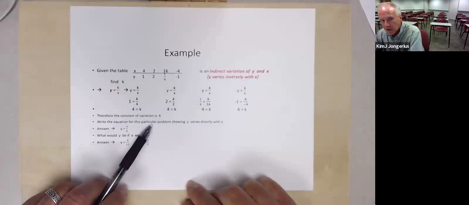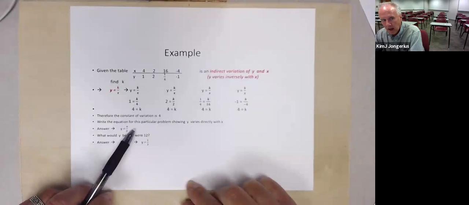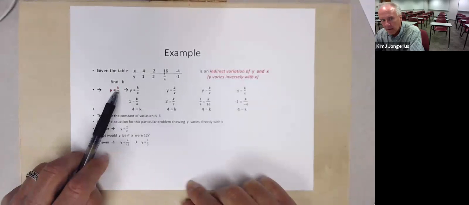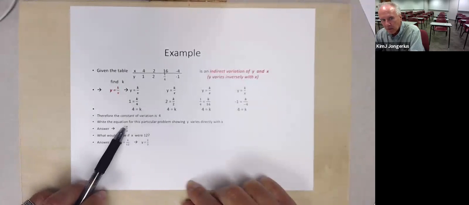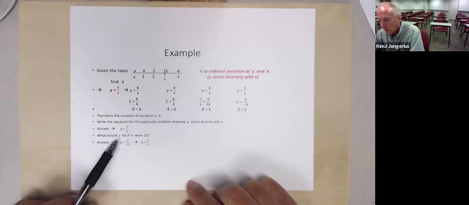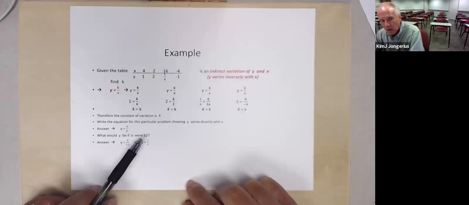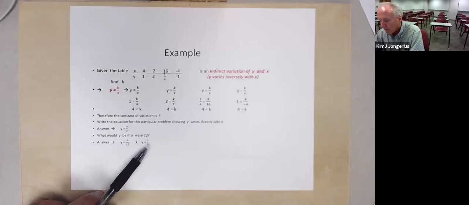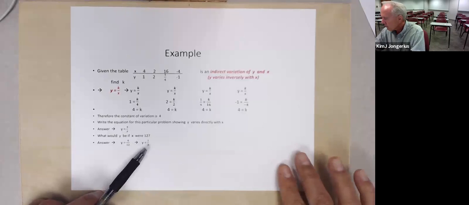To write an equation for this particular problem, I would take this k out, and I'm going to put 4 in. So my answer to that equation is y equals 4 over x. Then if we're asked, what would y be if x were 12? I keep the 4 in there. That stays constant throughout this problem. But my x value turns into a 12, which means my y would be 1/3.